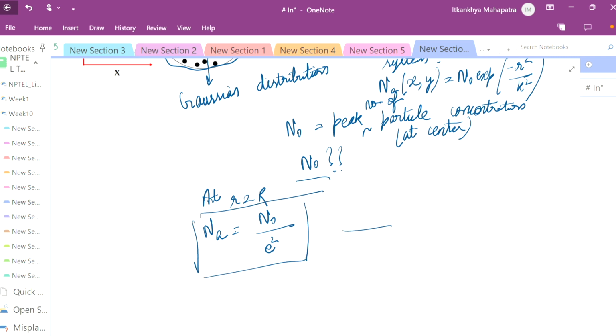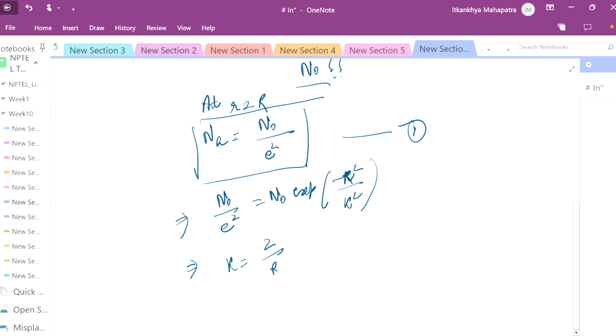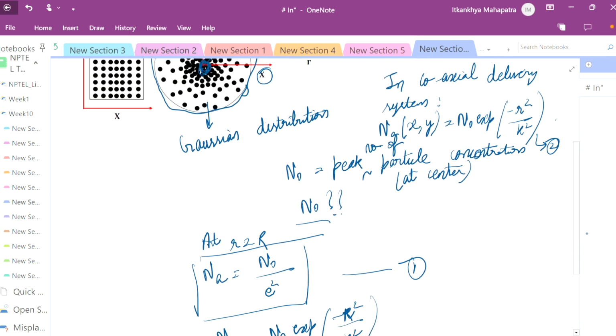Now we will compare these two equations. This equation 2. So this will become n naught by e square is equal to n naught exponential minus R square by k square. Now after solving this equation, our k will come, k is equal to R square by 2. Now you have got the value of k. This k value you will put it here.